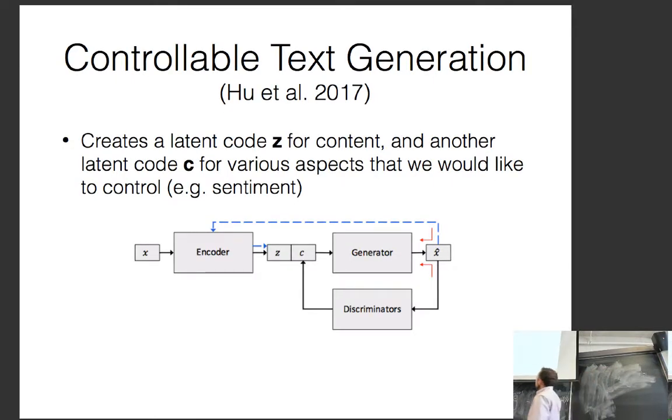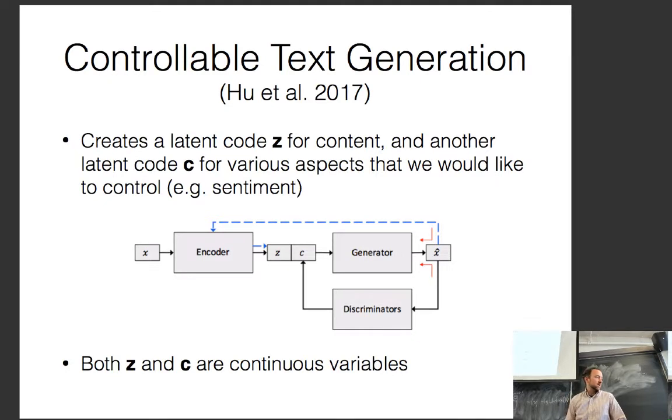So the idea is you have your X, you have your encoder, and from the encoder you predict Z and C, which are kind of two aspects of the sentence. And C is the latent code for various aspects like sentiment, and they have a discriminator that forces the C to be handling this thing by using it to predict sentiment.